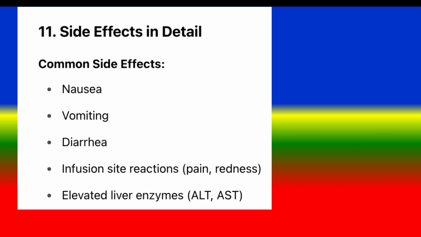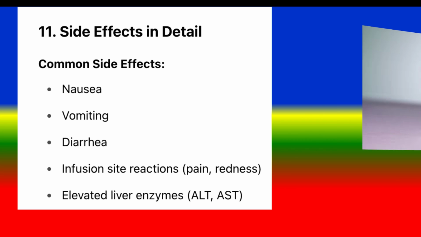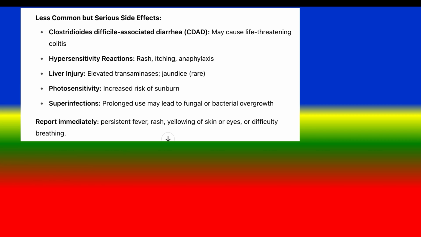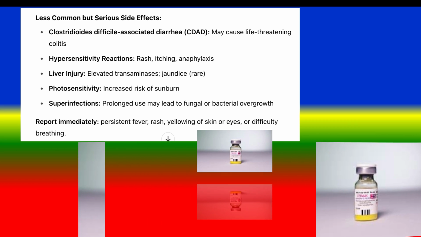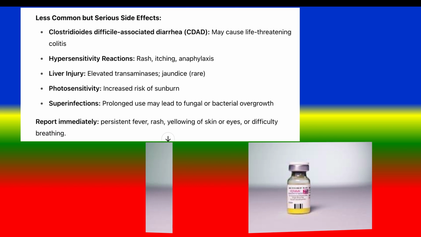11. Side effects in detail. Common side effects: nausea, vomiting, diarrhea, infusion site reactions, pain, redness, elevated liver enzymes, ALT, AST. Less common but serious side effects: Clostridioides difficile-associated diarrhea, CDAD, may cause life-threatening colitis; hypersensitivity reactions, rash, itching, anaphylaxis; liver injury, elevated transaminases, jaundice, rare; photosensitivity, increased risk of sunburn; superinfections. Prolonged use may lead to fungal or bacterial overgrowth. Report immediately: persistent fever, rash, yellowing of skin or eyes, or difficulty breathing.